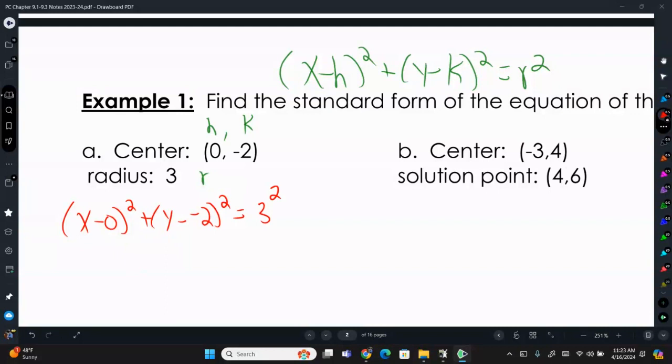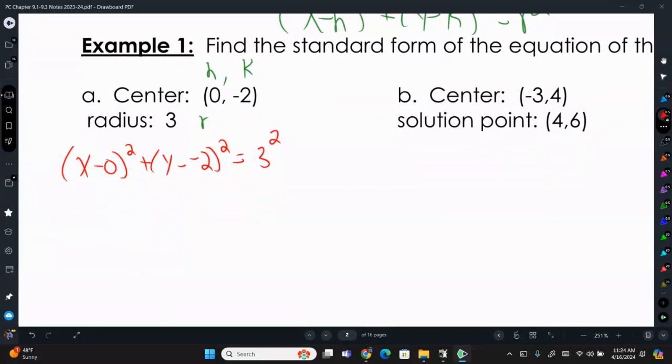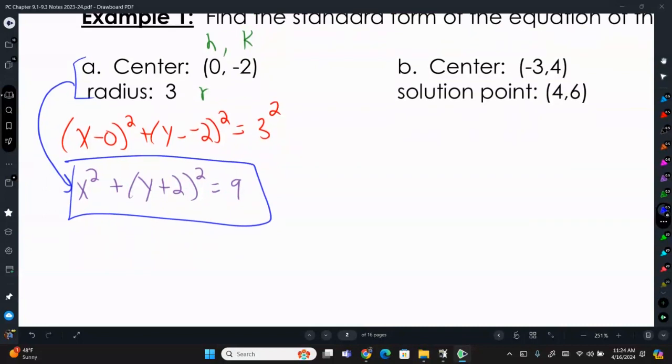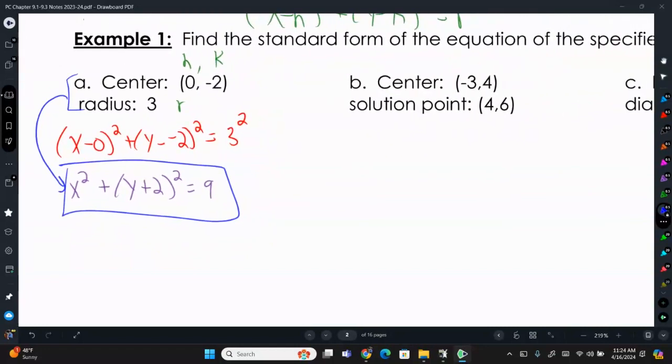Now, I know that at some point you won't need to write that, and that point may be now. You may be able to look at this and go right to, oh, x minus 0 is x, so x squared plus y plus 2 squared equals 9. If you can go from this to that, that's no problem at all. I know you've been doing equations of a circle for a while. So that would be the standard form of the equation of the circle with that center and that radius.